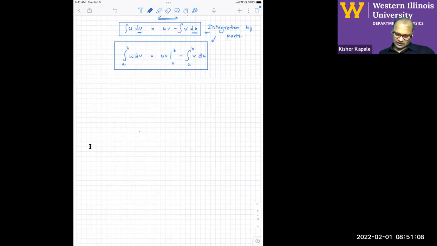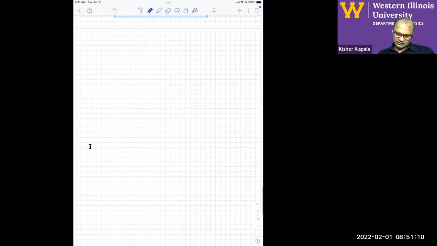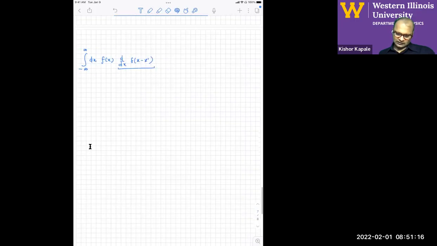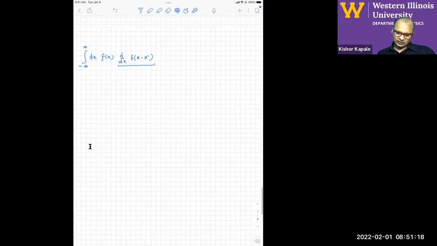Okay, so let's take a look at that. Anybody wants to help me there? Okay, how would we do this now that we know how the process of integration by parts works?